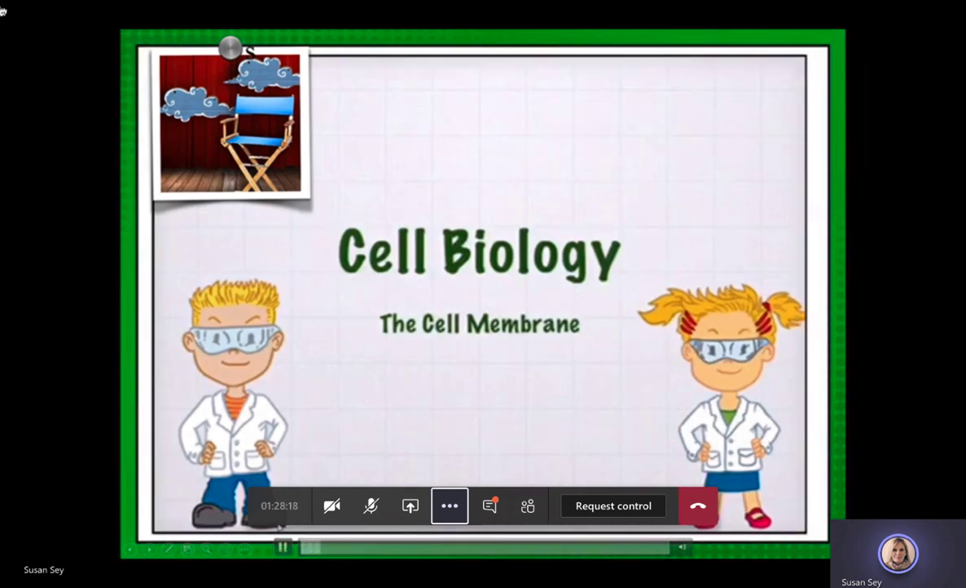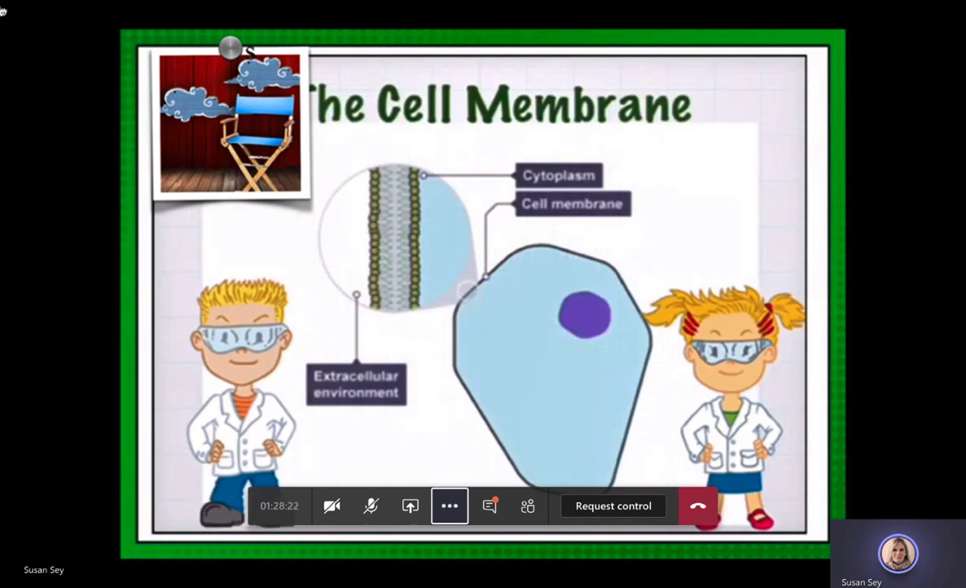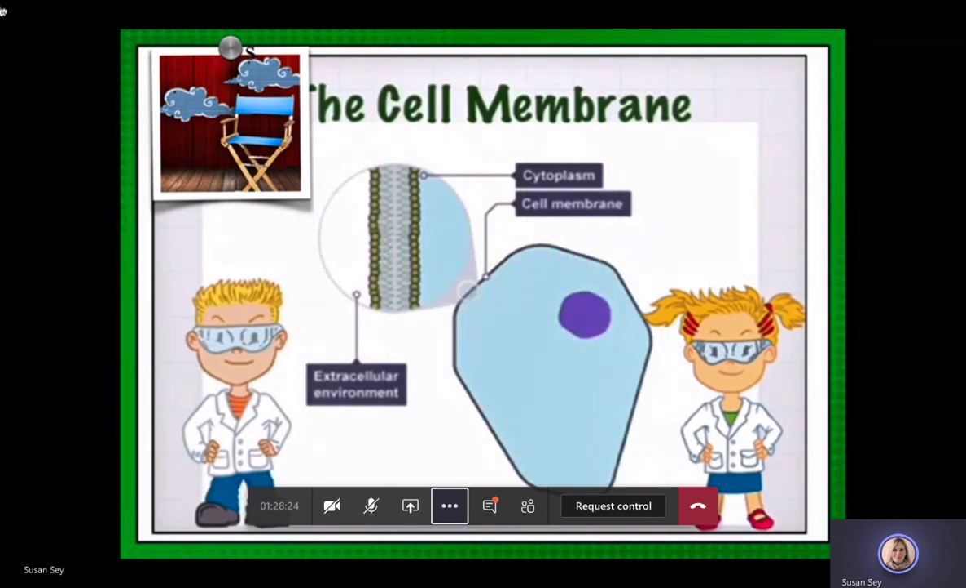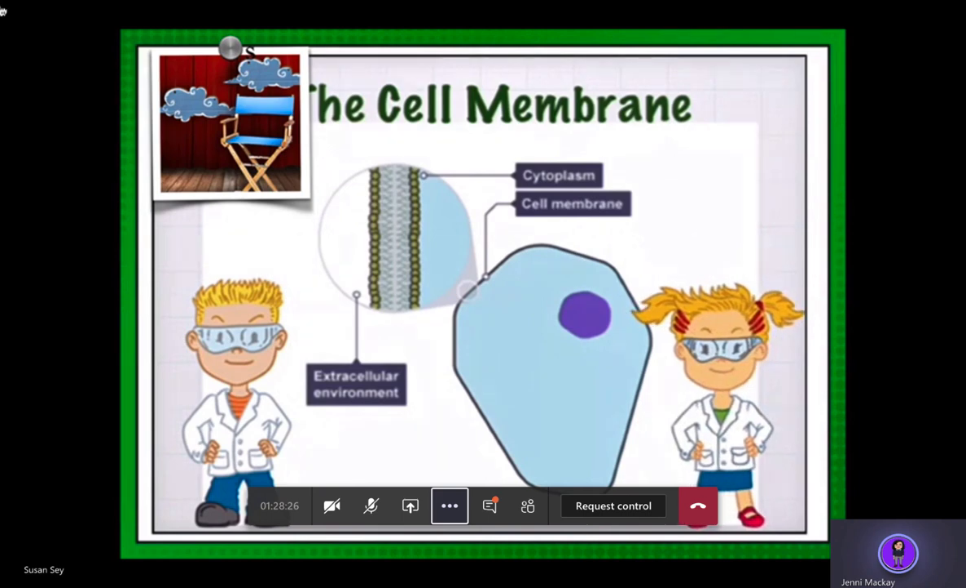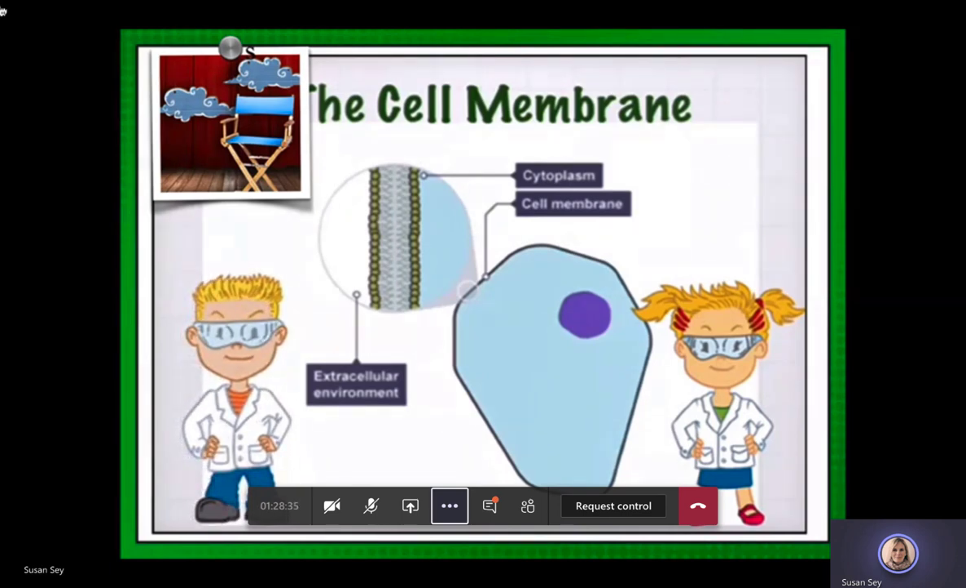Let's find out about the cell membrane. All the cells are enclosed by the cell membrane. The structure has two layers and is represented in the diagram behind this. Can you see the extracellular environment? Yes, this area outside the cell. Each layer has two components, lipids and proteins. Did you know lipids have two layers?